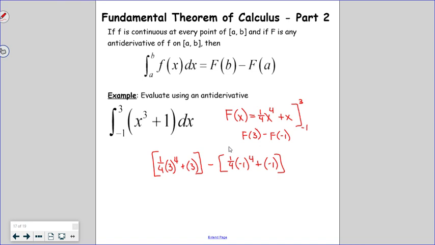You guys will have to check my math on this. 3 to the 4th is 81. So we get 93/4. That'd be 1 minus 1.